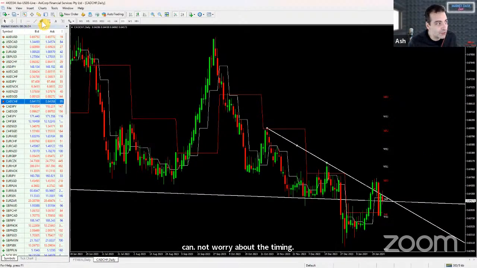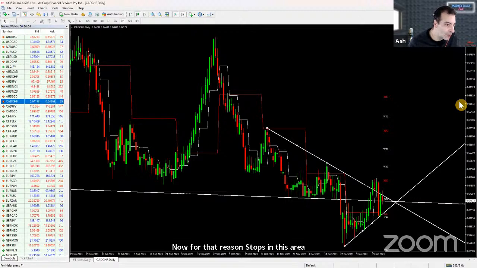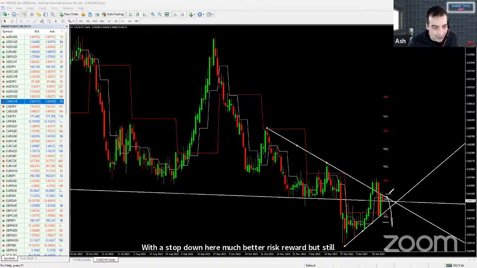Now, for that reason, stops in this area would pay more if you get your timing, because your risk to reward is better. If you were to enter somewhere here with a stop down here, much better risk to reward, but still much more chance to get stopped out. You get stopped out and then it comes up, very frustrating.